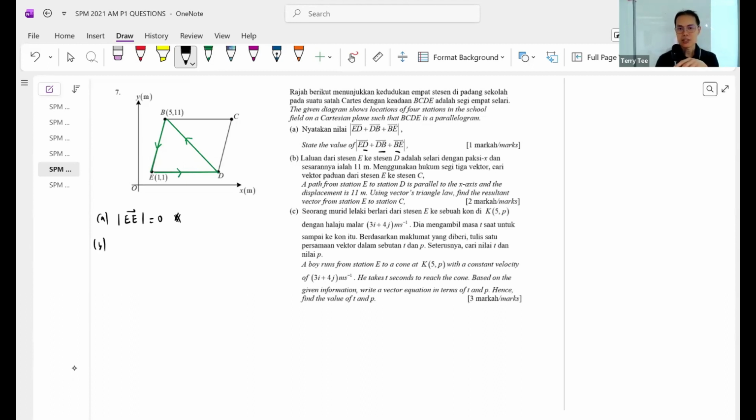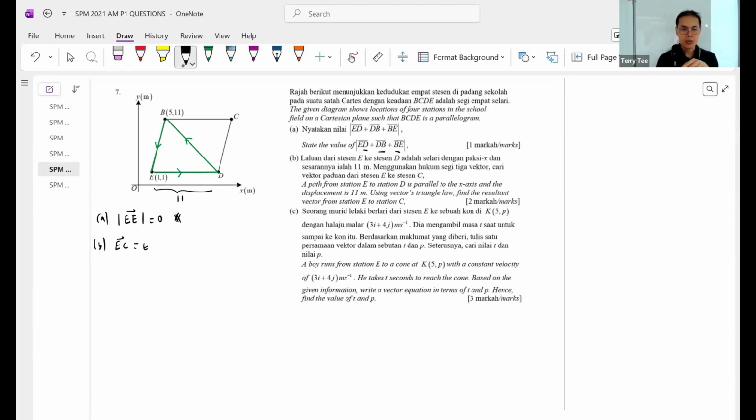A path from station E to station D is parallel to the x-axis, and the displacement is 11. So the length from here to here is 11. Using the vector triangle law, find the resultant vector from E to C. Very simple. Actually, you don't need to write the coordinate point D. You can just write ED. We know ED is just 11 units to the right. Because what are we finding? You're finding E to C.